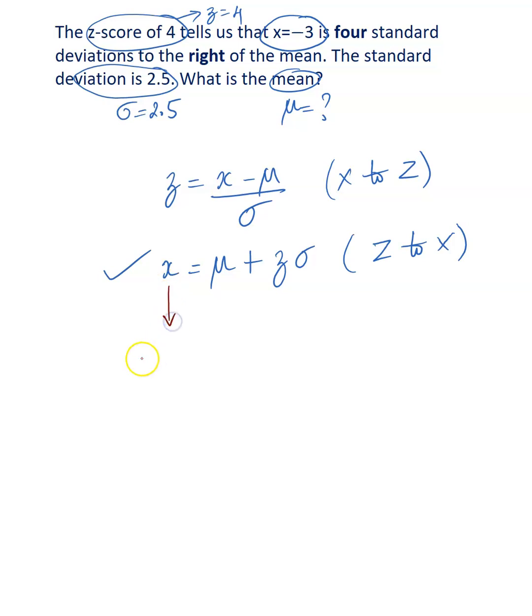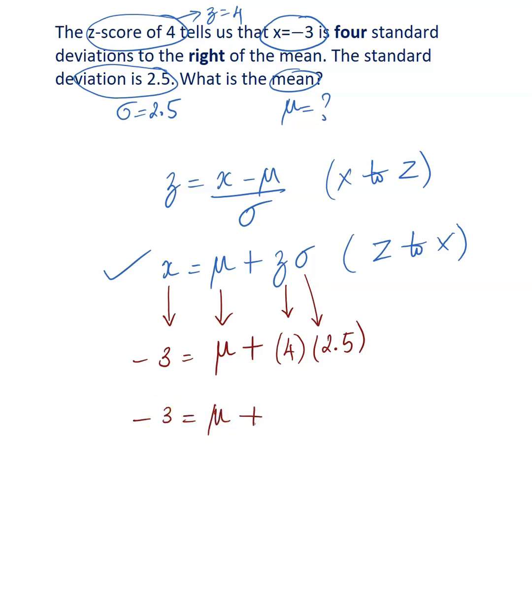So x would be -3. Mu will be mu itself because we're trying to find that. Z-score was given to be 4. And sigma is given to be 2.5. So this is a mathematical case, so go ahead and simplify this. So -3 equals mu plus 10. And then subtract 10 on both sides. You get mu equals -13. So we found mu to be a value for that context. They didn't give us the context, but we were able to use the z to x conversion to get mu.